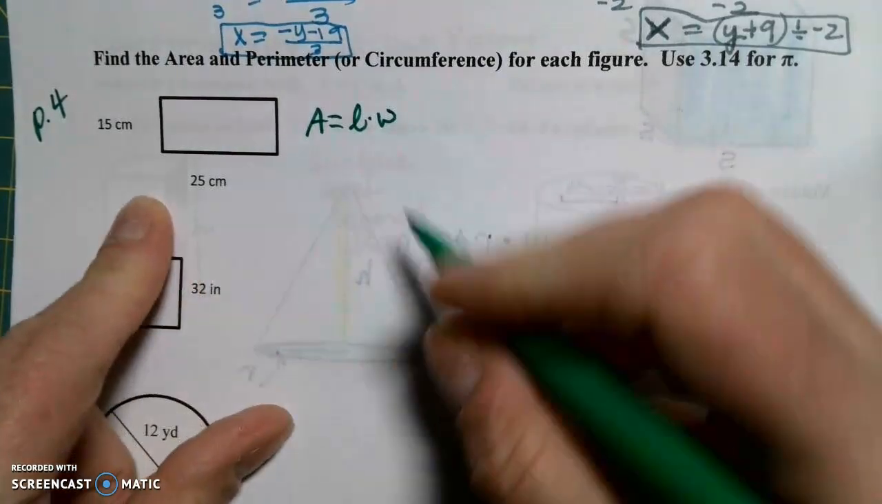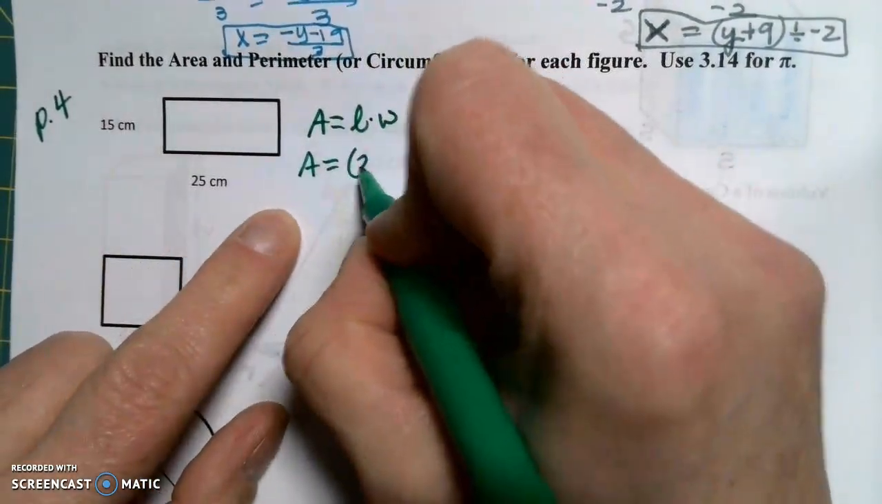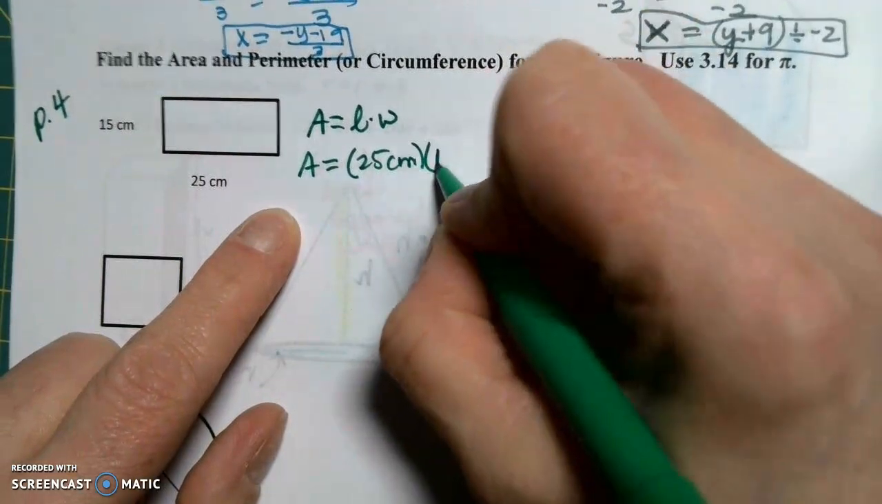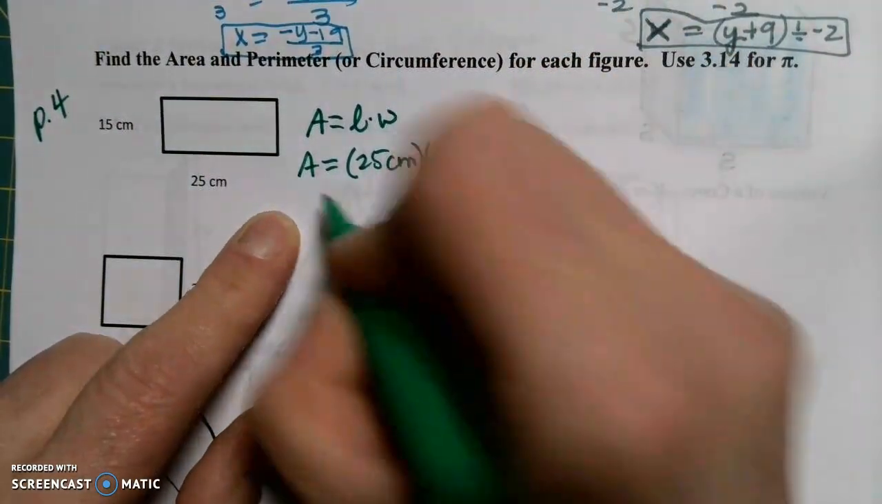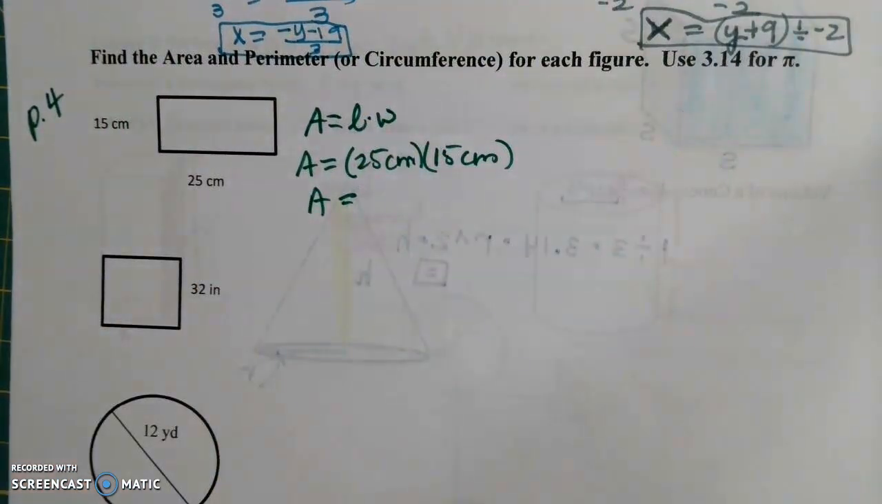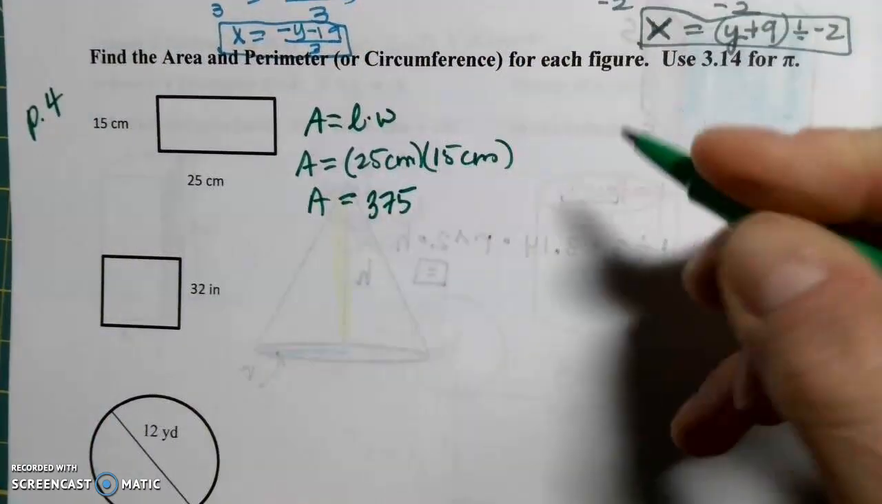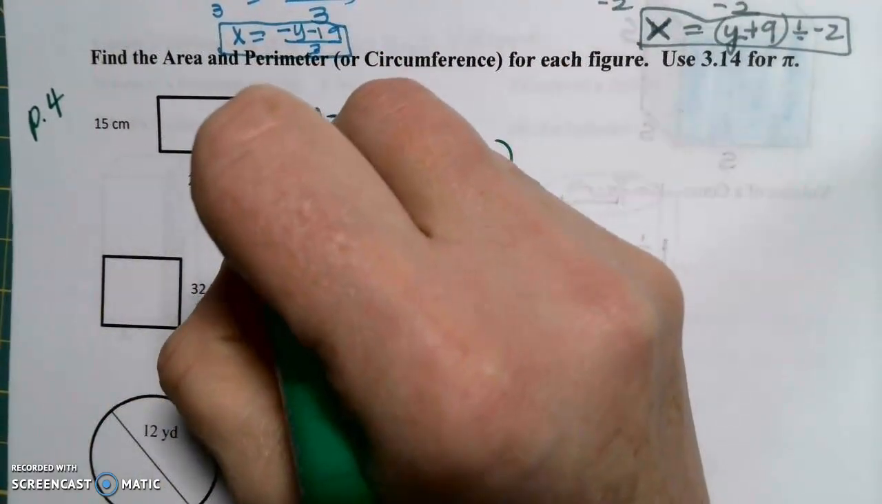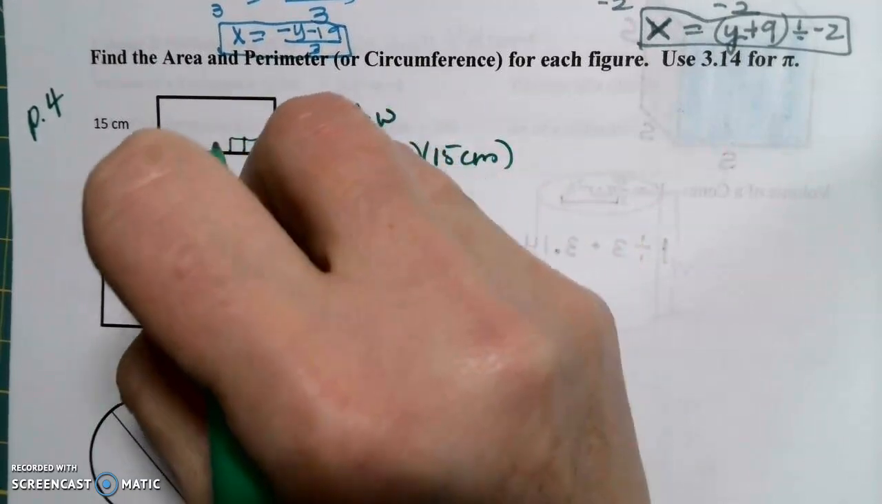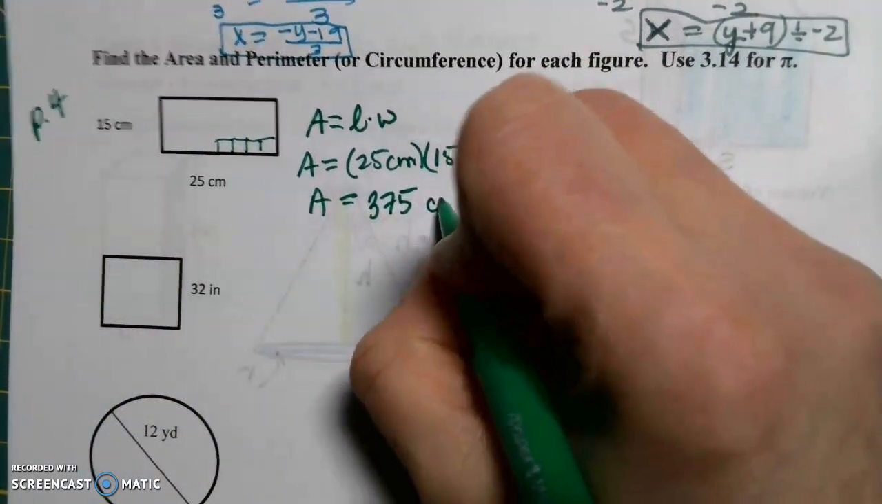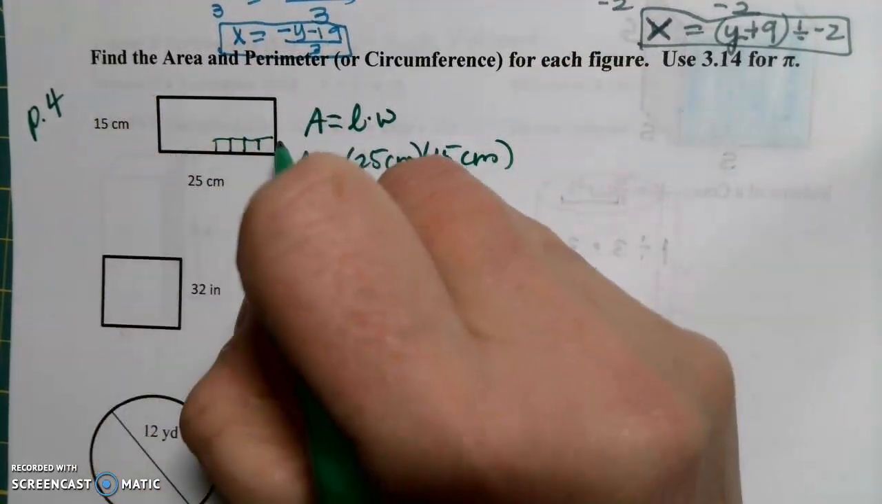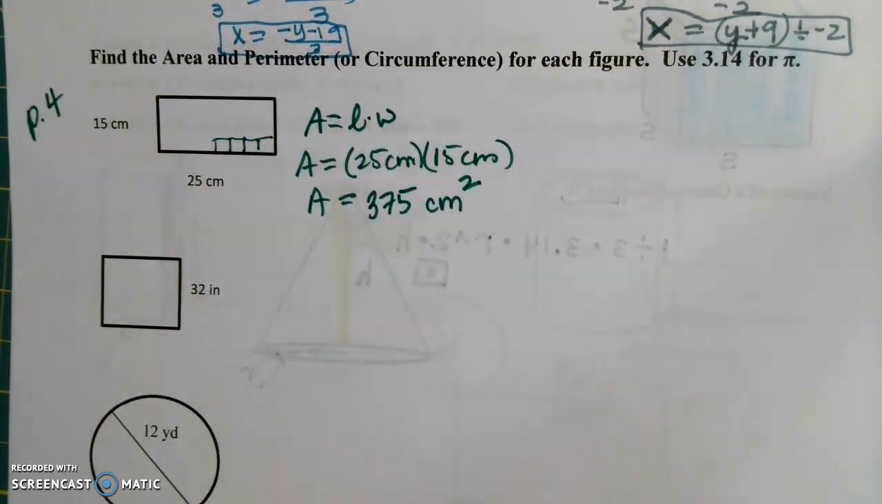So if I do length times width, so area is 25 centimeters times 15 centimeters. And then after I multiply those together, you always want to make sure to label these things. And that is going to be 375. And then because we are figuring out how many little squares does it take to cover this figure, it is centimeters squared. It's a two-dimensional figure, so it has to have the squared for the exponent there for area.